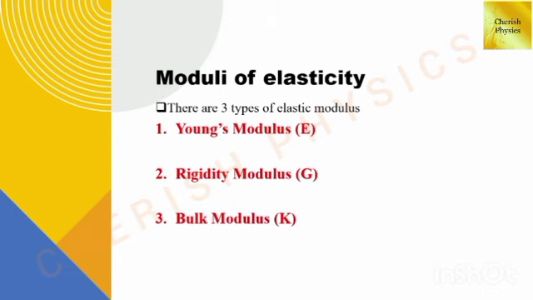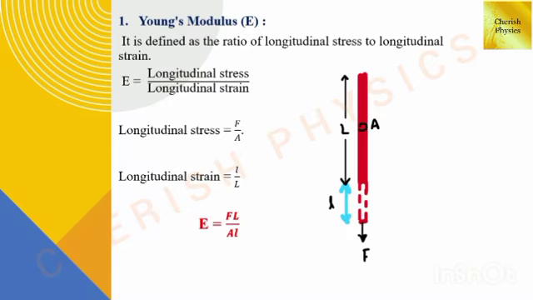Now let us see the moduli of elasticity. It is of three types: Young's modulus, rigidity modulus, and bulk modulus. Let us see the first modulus, Young's modulus. It is denoted by the letter E. It is defined as the ratio of longitudinal stress to longitudinal strain.